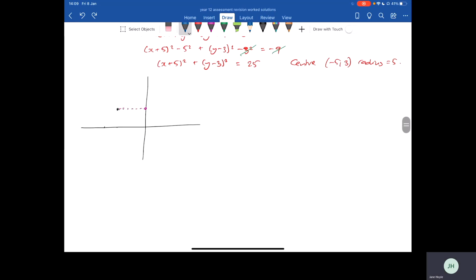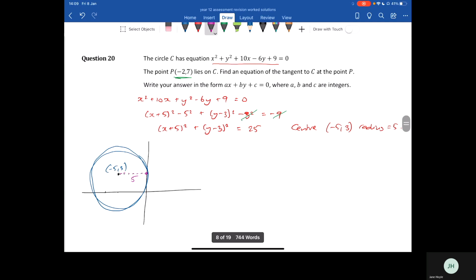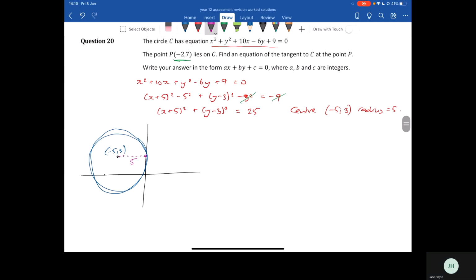Where's my question? Here. So I want to draw this circle here. Whoops. Okay, we'll stop there. So that's negative 5, 3. And that's the radius there, which is 5. The point negative 2, 7 lies on C. So negative 2, 7 is there.